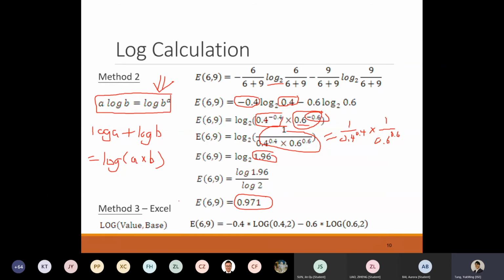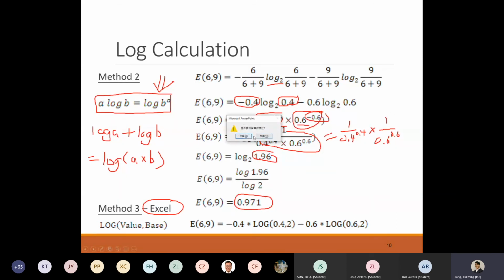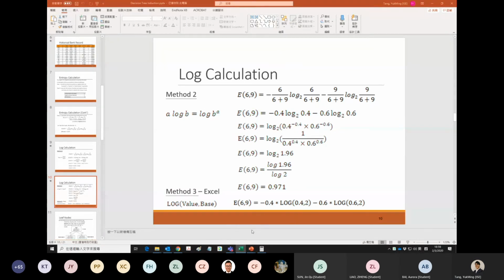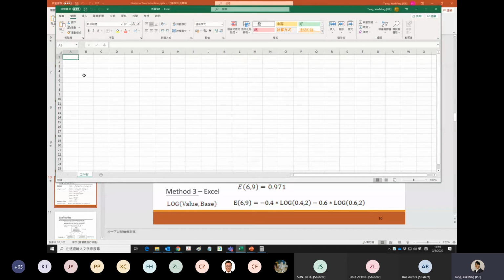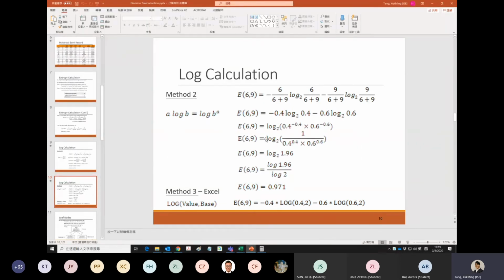Another method, the easiest way, is to use Microsoft Excel. Let me use Microsoft Excel to calculate the answer. So where is my Excel? Okay, let me open the Microsoft Excel. For this Excel, it's very simple. Let me enlarge this. You are going to calculate the value of log 0.4 with the base equal to 2. This value is equal to 0.4, and this one is the base, 2 is the base.